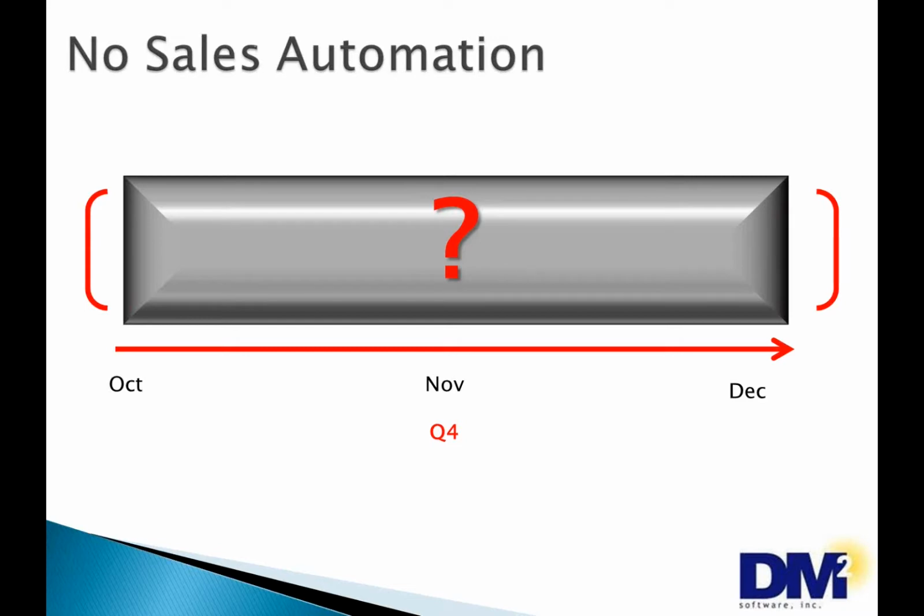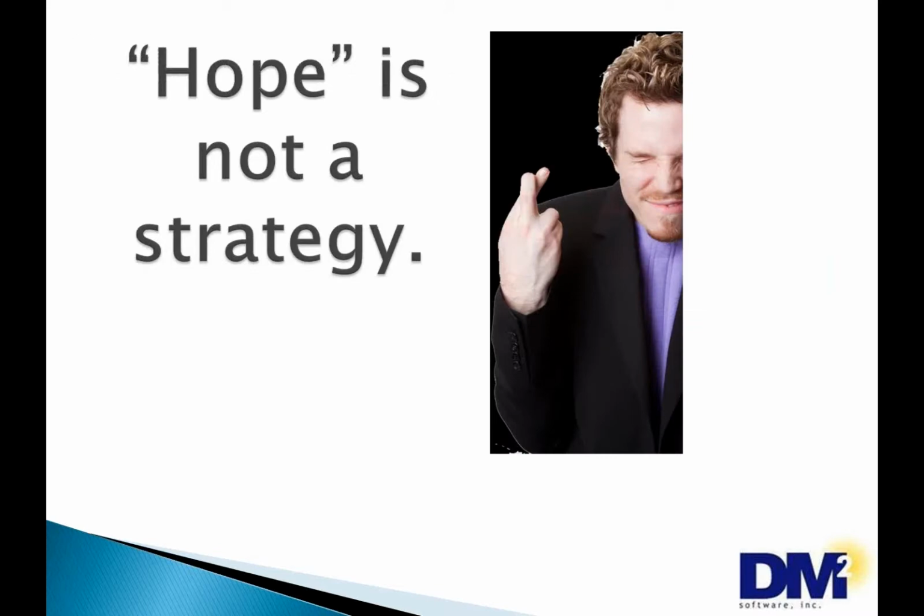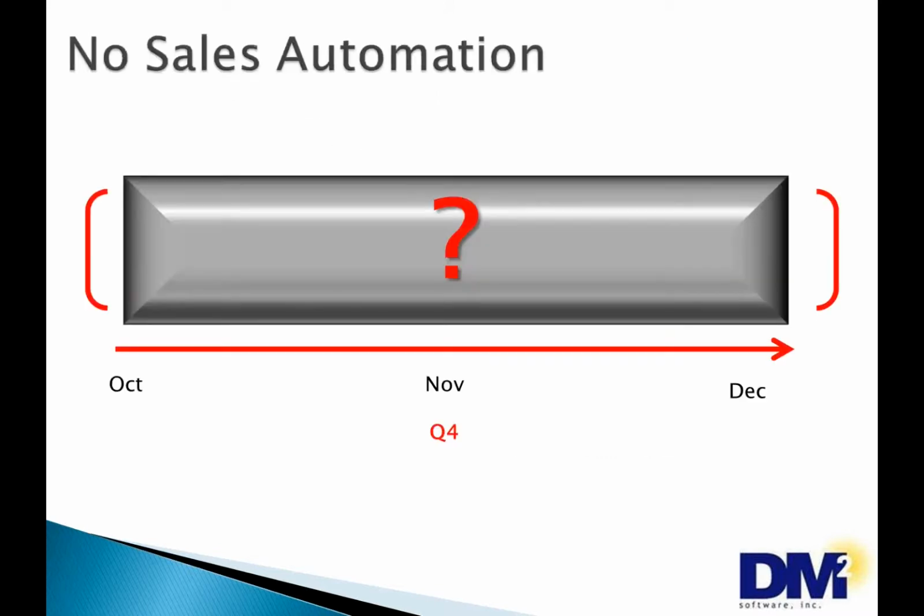So let's just look at this from the no sales automation standpoint. If you don't have visibility into your system, or into the activities and opportunities that your sales reps are engaging in, then you don't have that control. However, and I've put this in here, hope is not a strategy. In this scenario, you're hoping in some ways that you're going to get from A to B. So over the course of Q4, for example, how do I know I'm going to hit target if I'm unable to actually see what my people are engaging in?